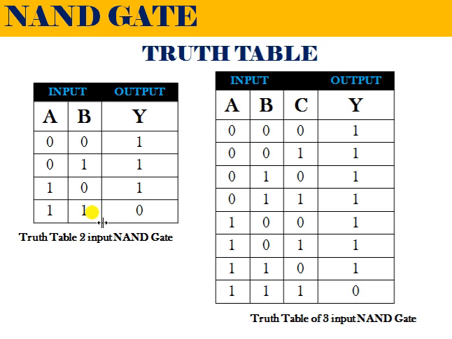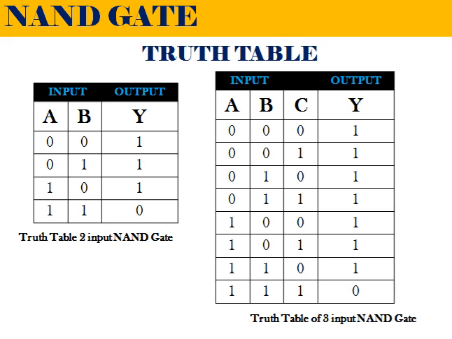Let's go through its truth table. This is the two input NAND gate. A and B are the inputs and Y is the output. So we can see the result: the output is high when any one of the inputs is low.